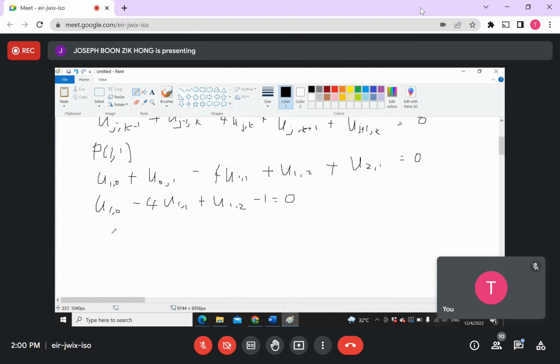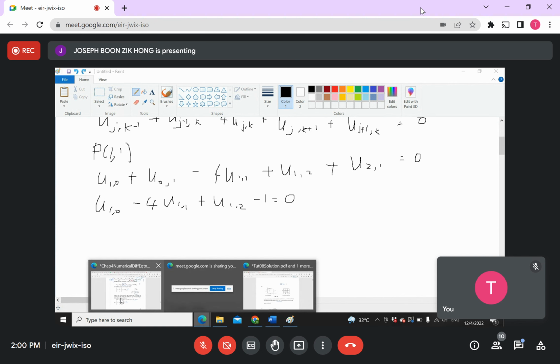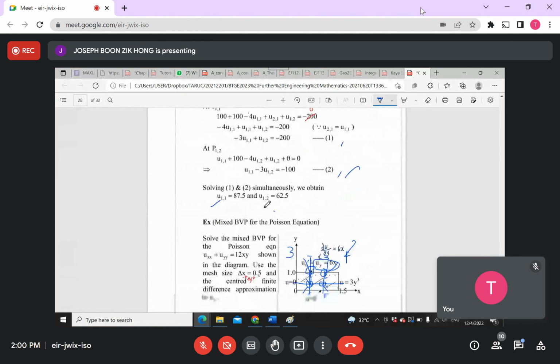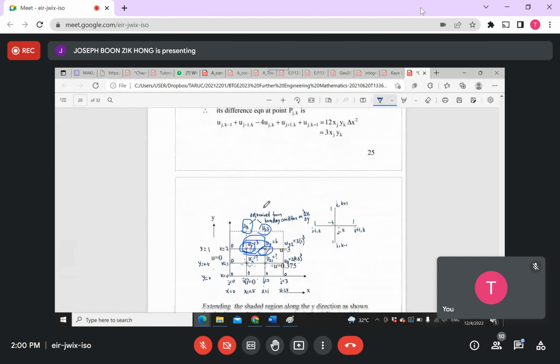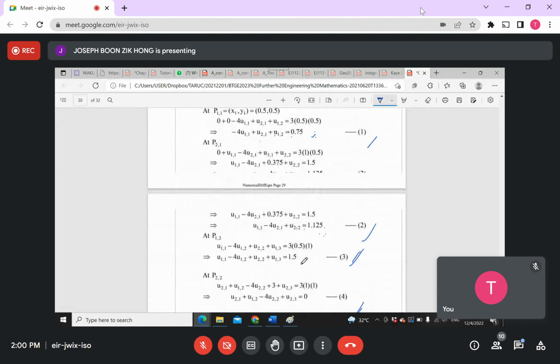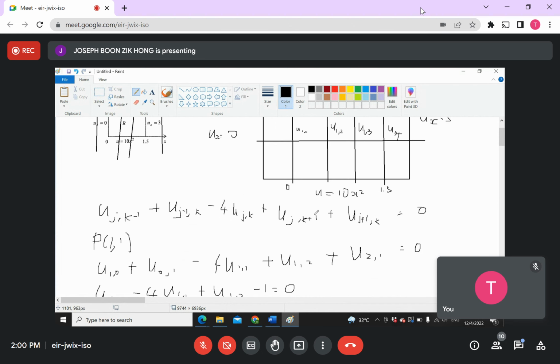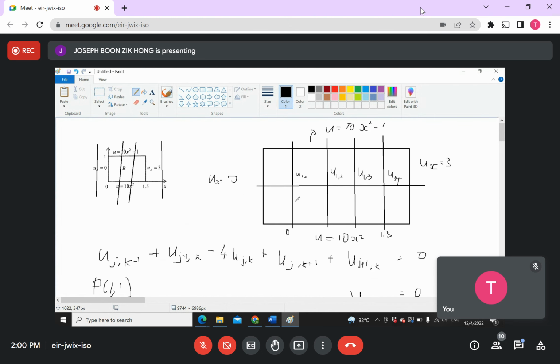So that means I will have the first equation. It's up to you whether you want to simplify it or leave it like this. According to the example here, they will move terms to the back. Up to you. Let's say you move to the back, then you will have U10 minus 4U11 plus U12 equal to 1. And this one is only P11.